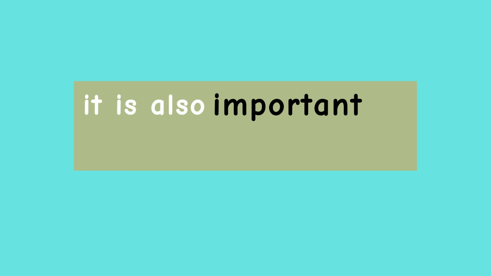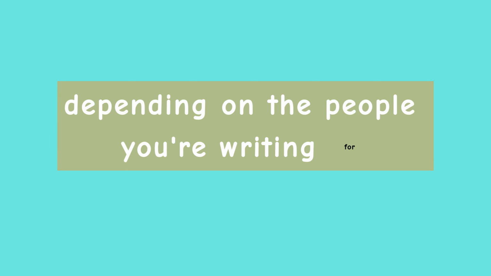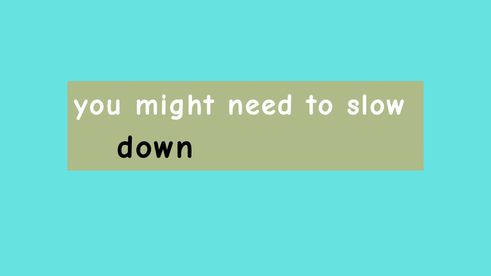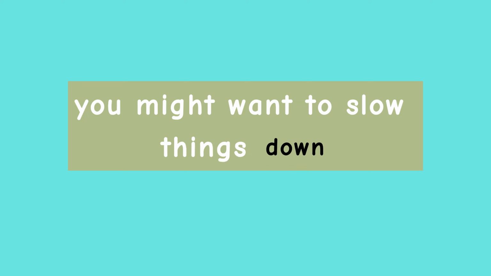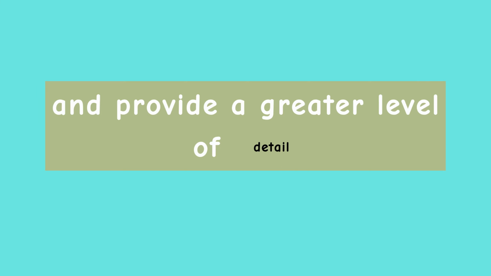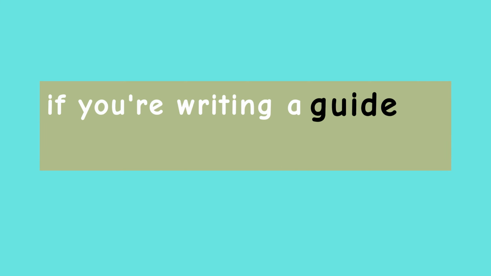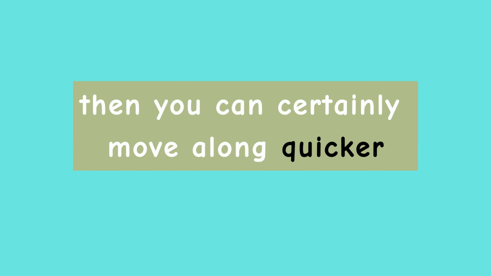It is also important to consider your audience. Depending on the people you're writing for, you might need to slow down or speed up. For example, if you're writing a guide for beginners, you might want to slow things down and provide a greater level of detail. If you're writing a guide for experienced users, then you can certainly move along quicker.